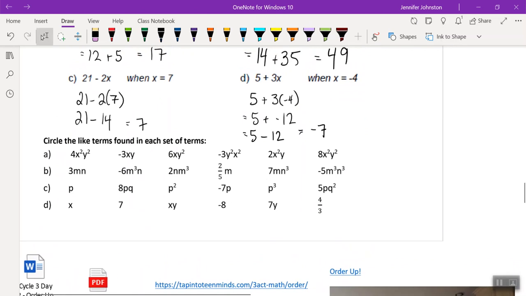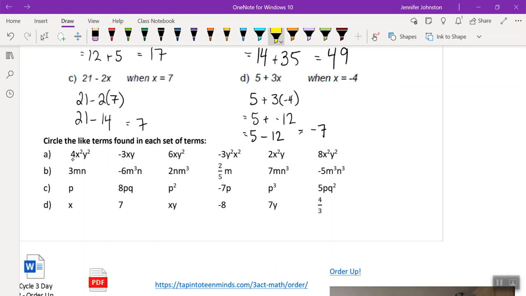All right. Our last task here before we move on to cycle 3, day 3, is to circle the like terms found in each set of terms. Okay, so here you're playing a detective. You need accuracy and precision. All right, so who else might have the same term?